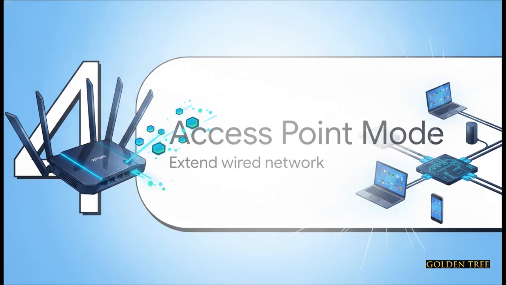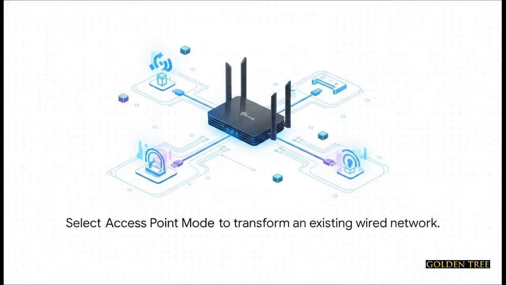Access Point Mode Setup. If you want to extend an existing wired network instead of creating a new one, you can switch the router to Access Point Mode. Navigate to Advanced, select System, and click Operation Mode. Choose the Access Point Mode option and click Save, which triggers a reboot. Once the router has fully restarted, connect it to your upstream gateway using an Ethernet cable. Log back in and configure your wireless names and passwords.